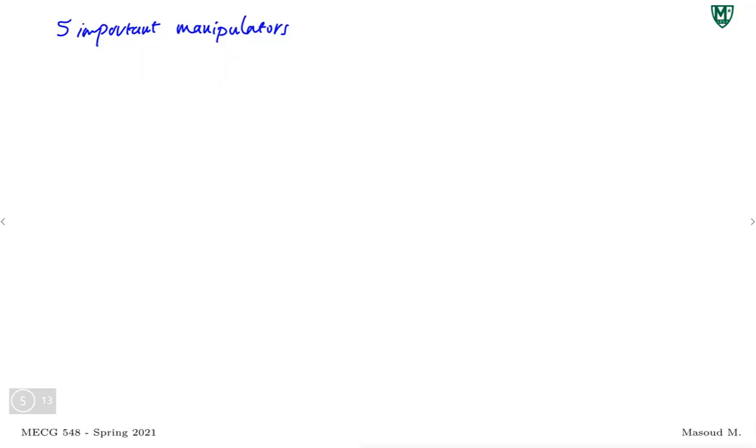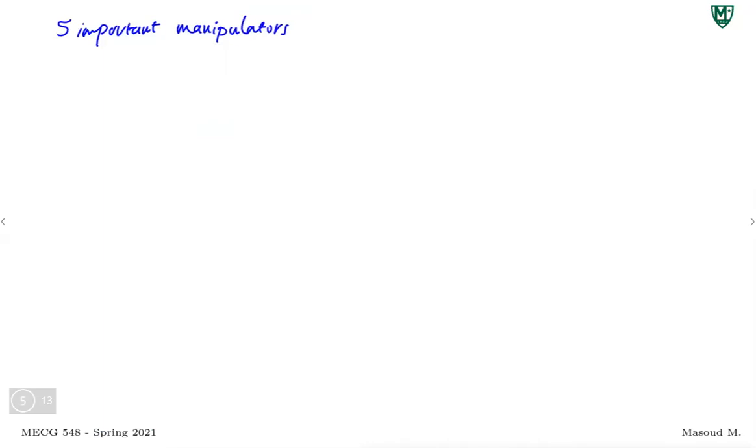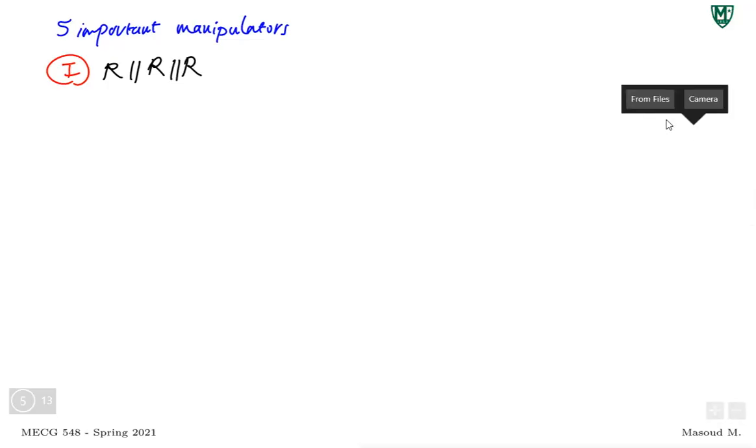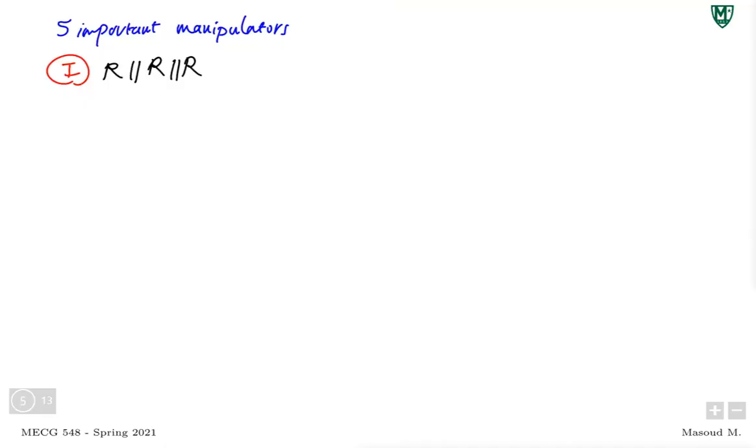The most common one, I would say, or at least the easiest one that we could talk about, is R revolute parallel revolute parallel. So 3 revolute joints. Let me bring the image here. I have the picture somewhere from the textbook.